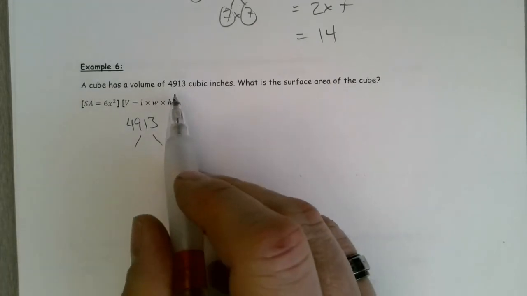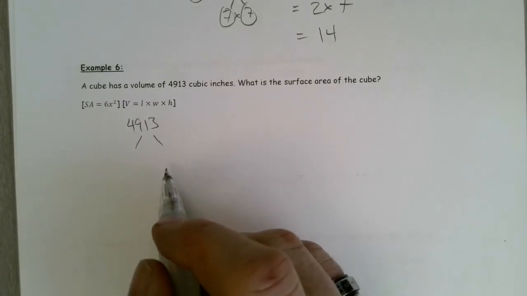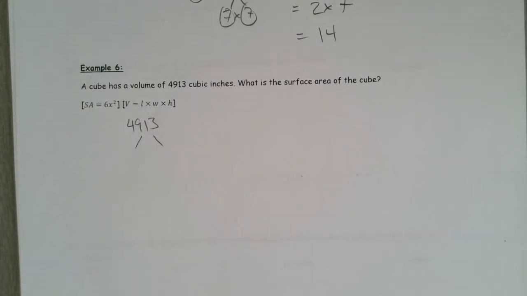Now, 4,913 is not divisible by 2. Is it divisible by 3? Nope. It's not divisible by 5. Is it divisible by 7? Nope. Is it divisible by 11? Because that's going to be my next prime number here. Nope.